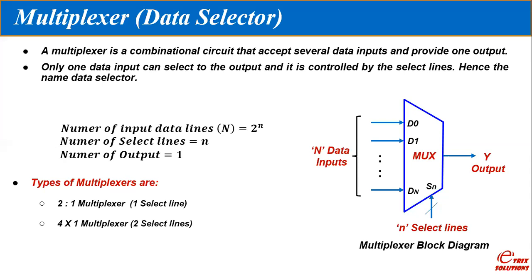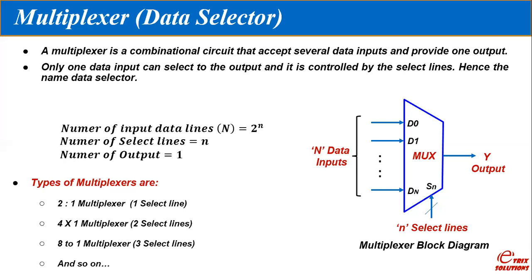And an 8 to 1 multiplexer, in which 8 is the number of inputs, 1 is the number of outputs, and 8 can be written as 2 to the power 3. Therefore, three select lines are there in an 8 to 1 multiplexer. Similarly, we can have 16 cross 1 and 32 cross 1 and so on.